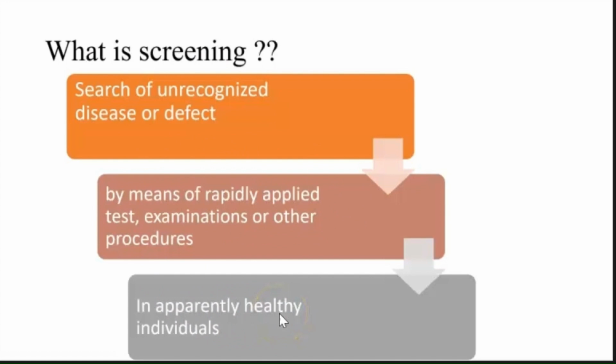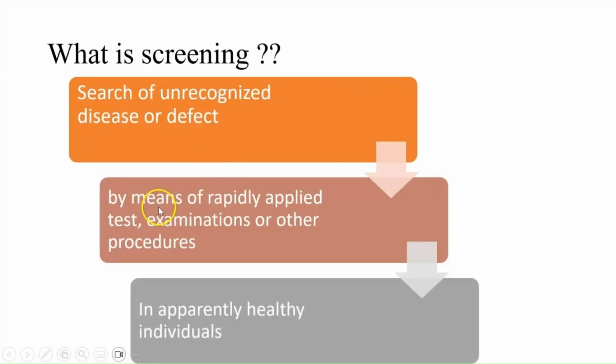Means the person in which we are applying the screening, they are not showing any kind of sign and symptom, they are apparently healthy. We will not use the term healthy individual, apparently healthy. And we are trying to search for unrecognized disease burden, means it is not evident, and it is by the means of rapidly applied test or examination.